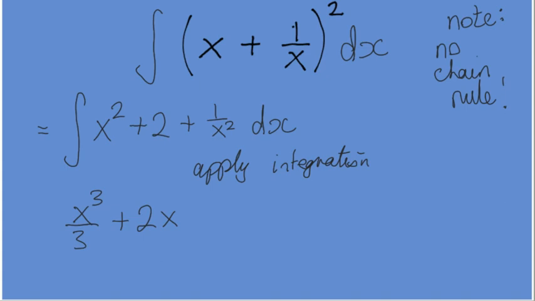And the x to the power of minus 2 is the same as 1 over x squared. Plus 1 above and below, and we will get x to the minus 1 over minus 1, which is also equal to minus 1 over x.